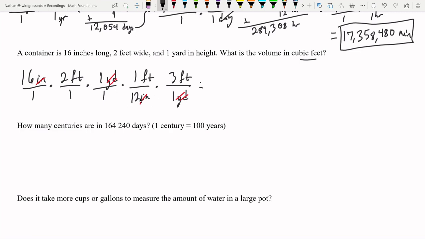I have a 12 down here. I can cross cancel this 3 here, and that's going to be 4. And then 4 can reduce with that 16 to make 4 on top. So we have 4 times 2 times a bunch of 1s. It's going to be 8. A bunch of 1s on bottom, so 8 over 1, just 8. Feet times feet times feet is feet cubed. That is my volume in cubic feet.